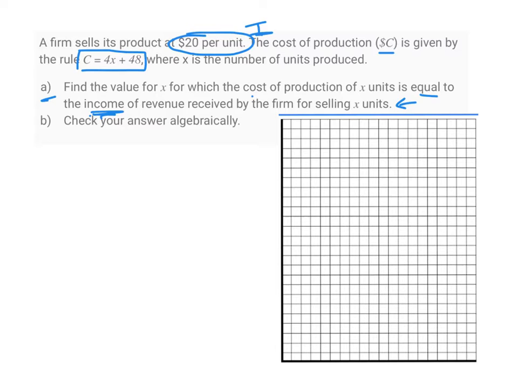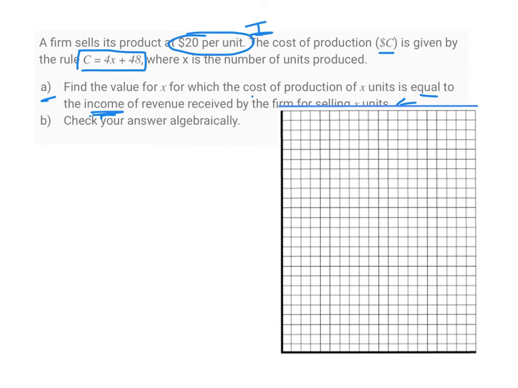So the first thing I'm going to do is label my graph. It's going to be a little bit tricky because I don't have a ton of space. Let's see if I can move my graph up a bit, so it'll be easier to label. Okay. So I'm going to start by figuring out my equation. I know my first equation is my income equation. So income equals $20 per item sold, so 20x. The next thing we know is that cost is equal to 4 times items sold plus 48.